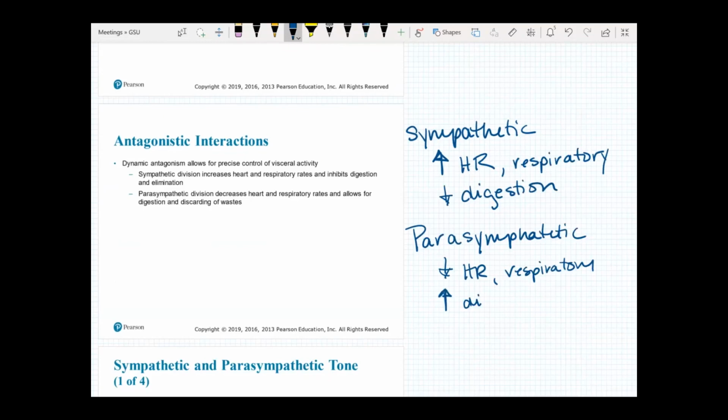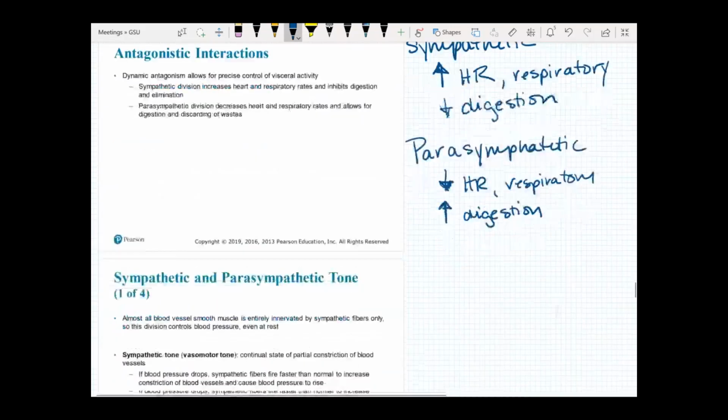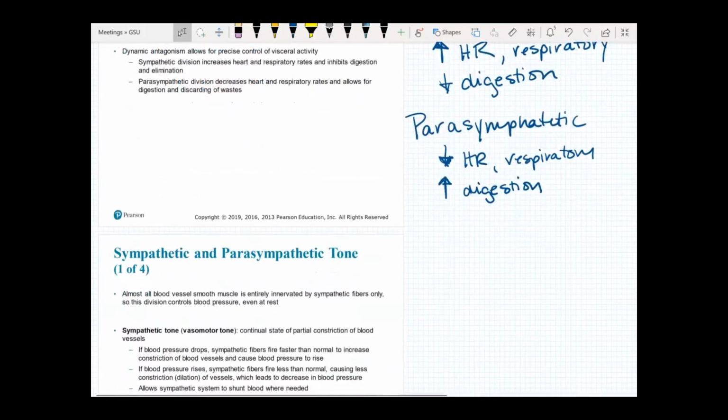This is the primary reason why they are called rest and digest, because we're going to increase digestion, and fight or flight. We're going to increase our heart rate and get our body ready to do something. So parasympathetic and sympathetic have antagonistic interactions.